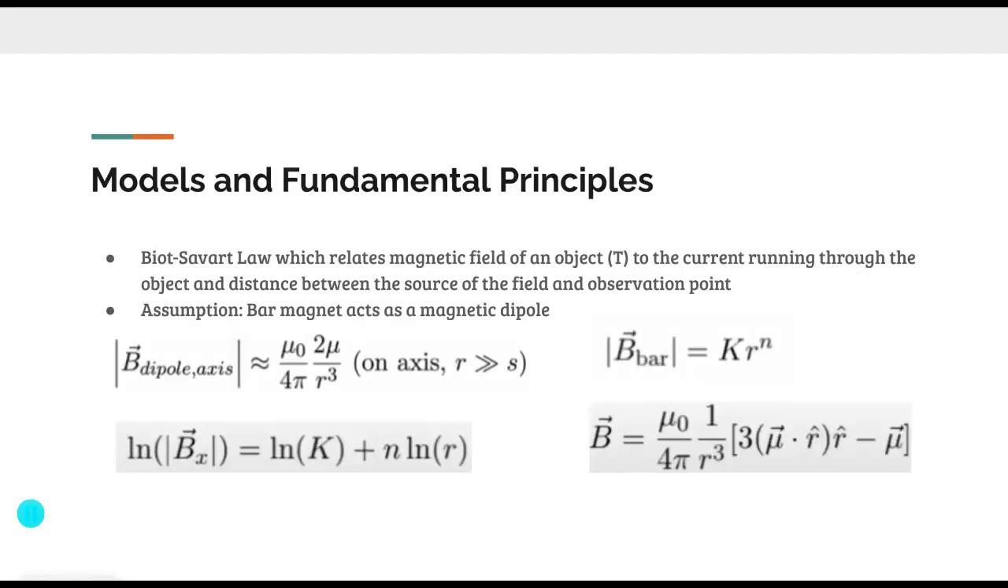The main fundamental principle used in this lab was Biot-Savart law, which relates the magnetic field of an object in teslas to the current running through the object and the distance between the source of the field and the observation point. For this lab, I assumed that the bar magnet acts as a magnetic dipole, and the four formulas underneath are all derived from Biot-Savart law and will be used in the calculations for this lab.